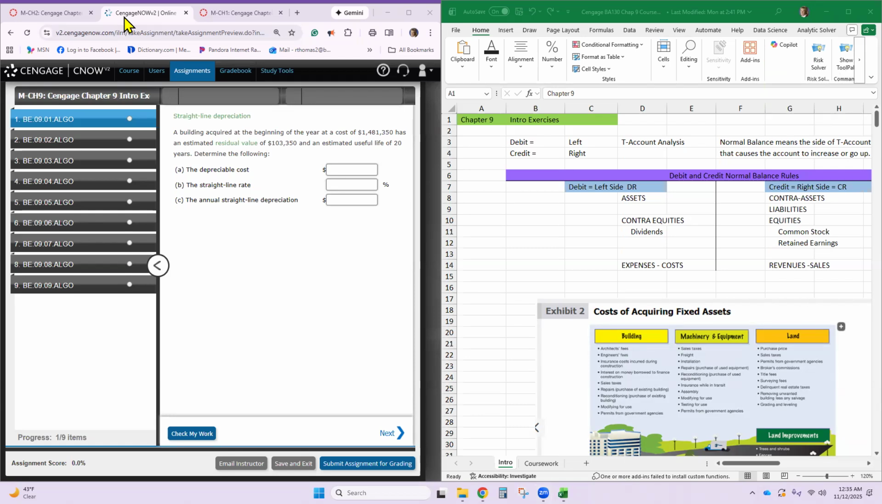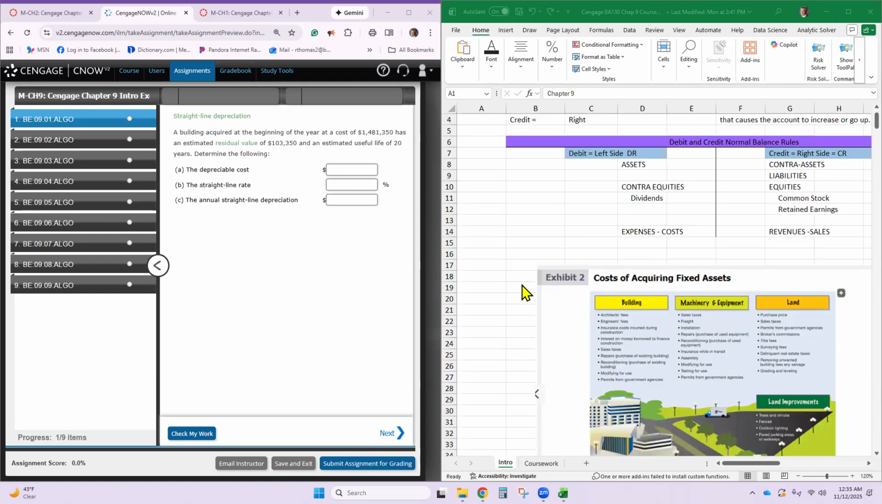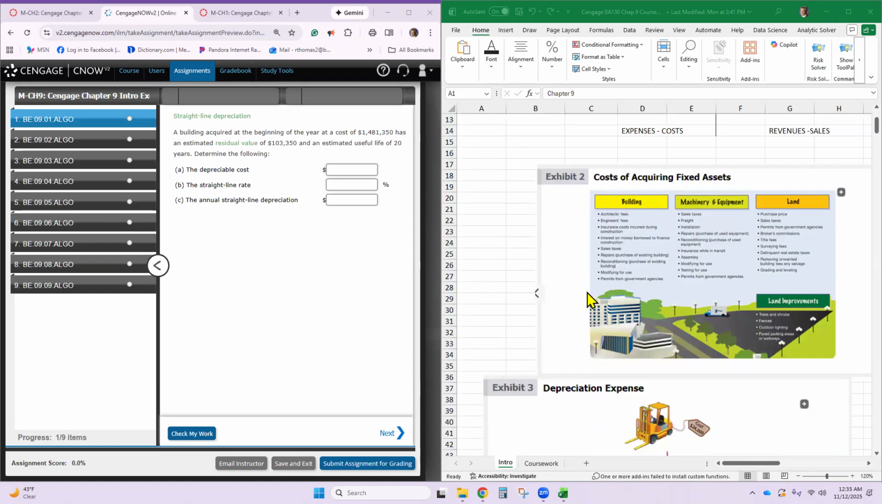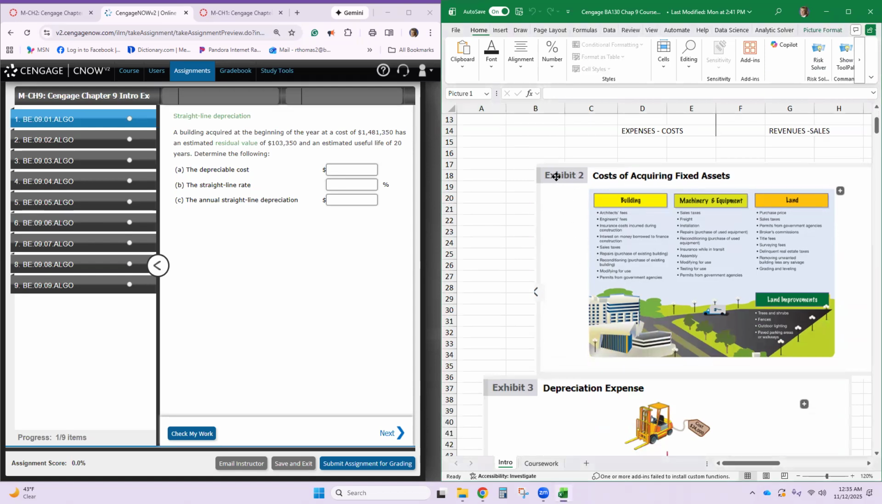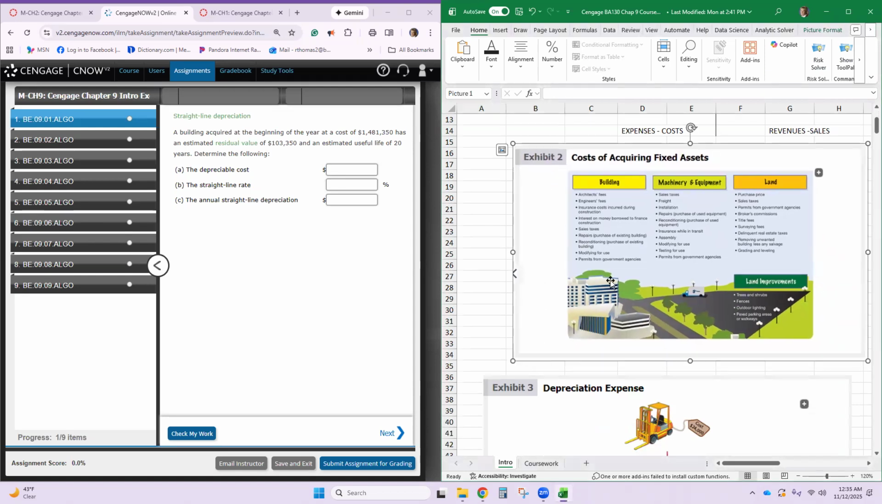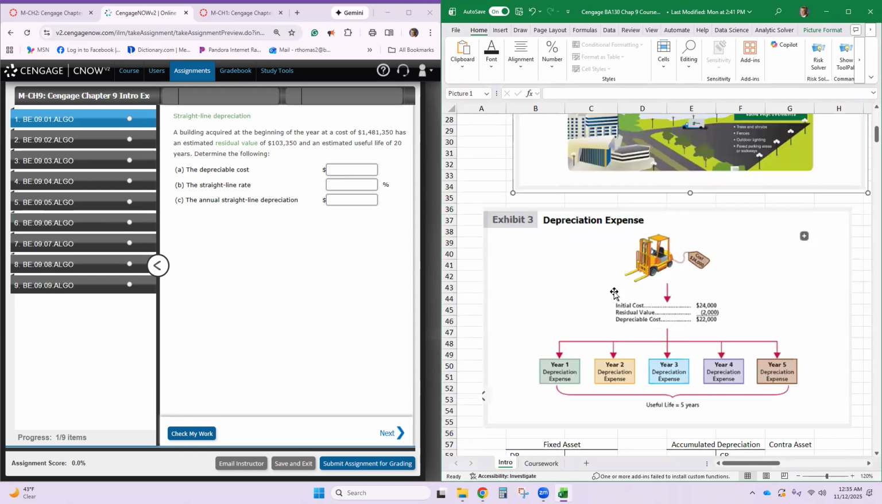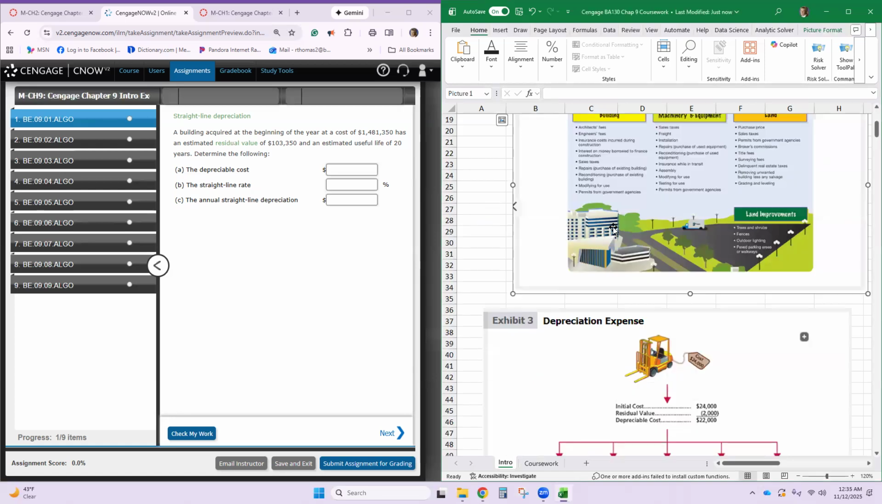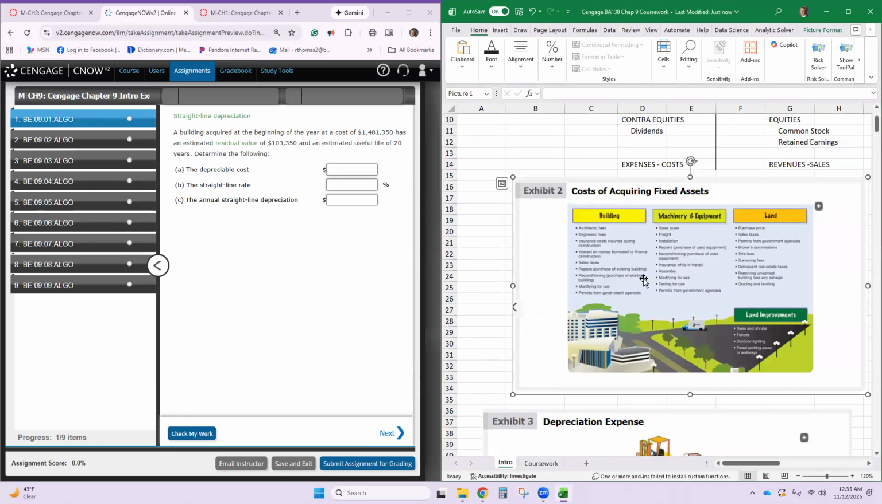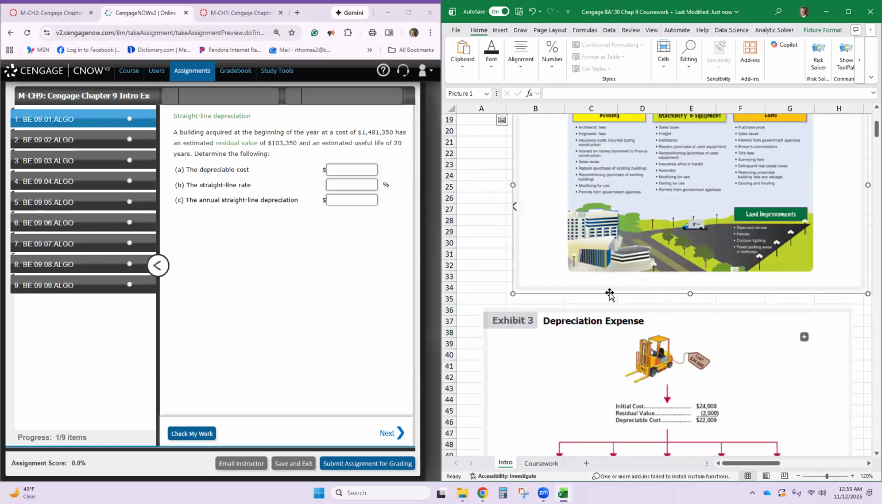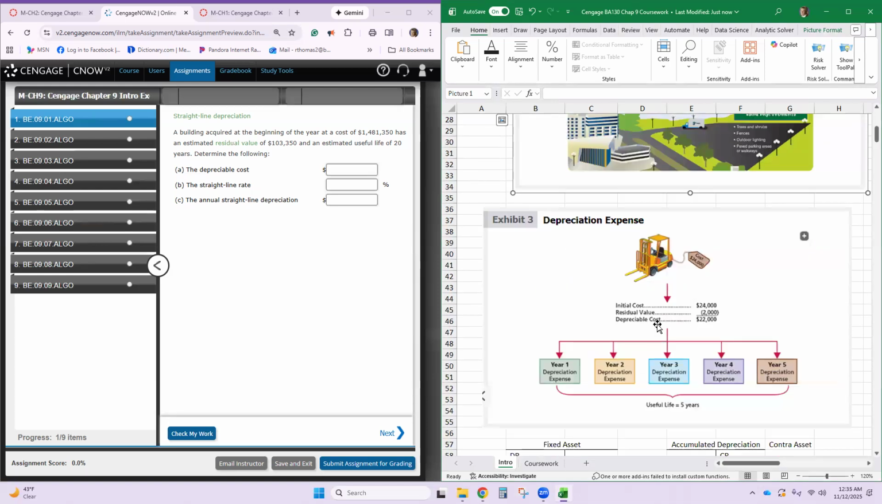And this is the last asset that we're going to look at more in depth, and this is going to be fixed assets. Fixed assets are assets that you plan to use for longer than a year. And the only thing that depreciation means is that you're expensing one of these fixed assets.